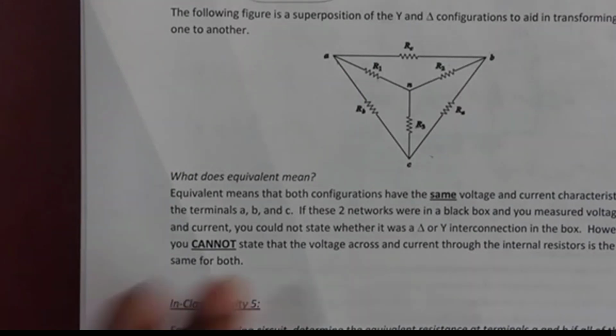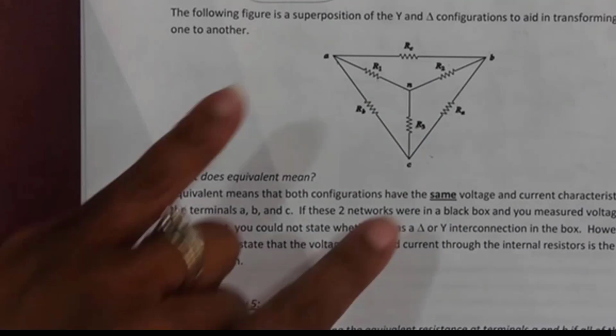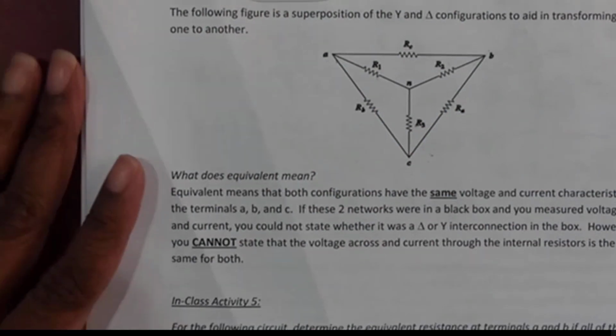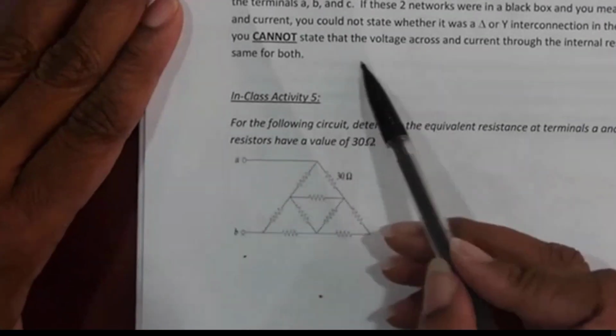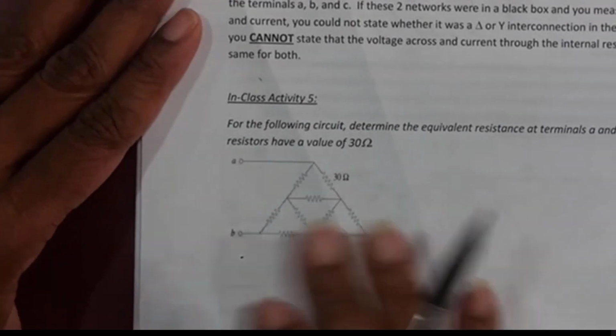It doesn't tell you anything about the inside. Once you get inside of there, the voltages may be different, the currents may be different, but as long as I'm measuring at those nodes, they have the same values. So you cannot say anything about the internal resistors and that they're the same. That's what I was just telling you. This is where we're going to end class today.